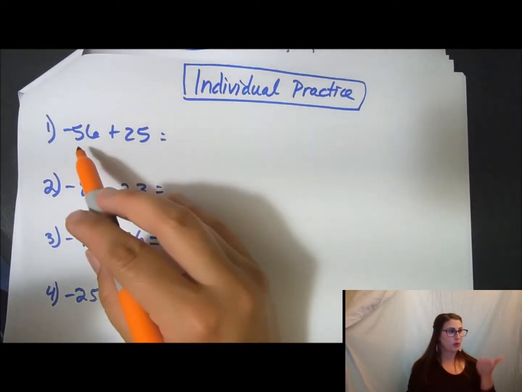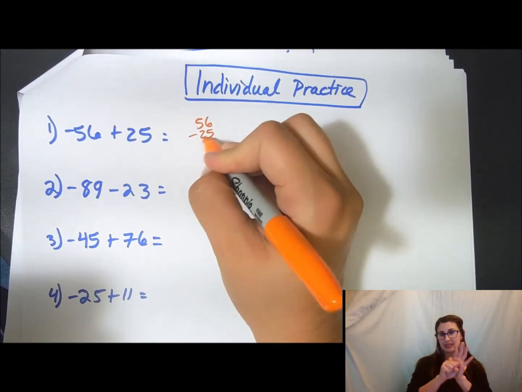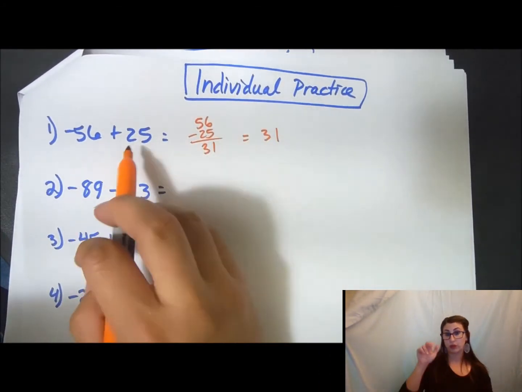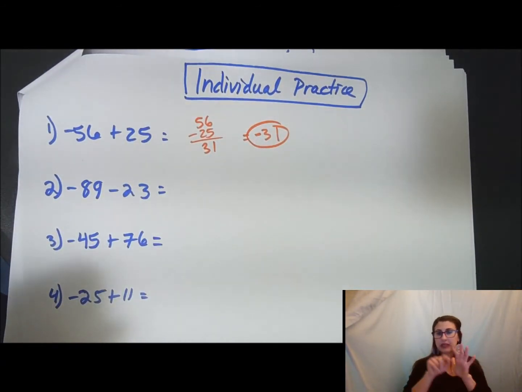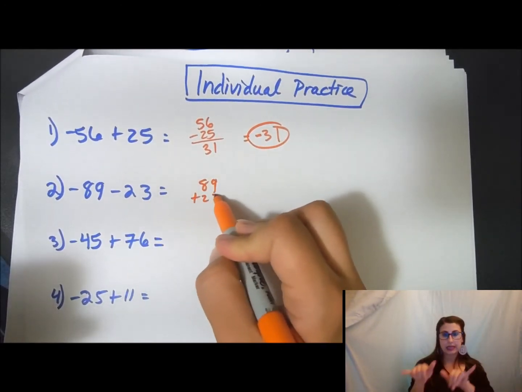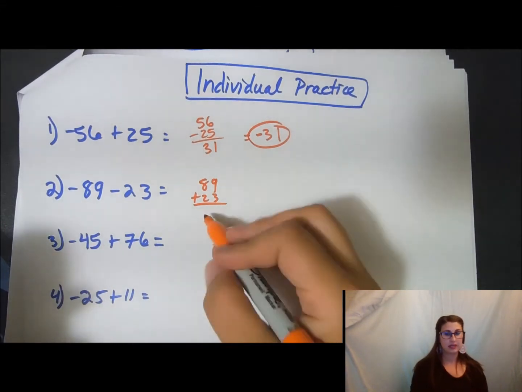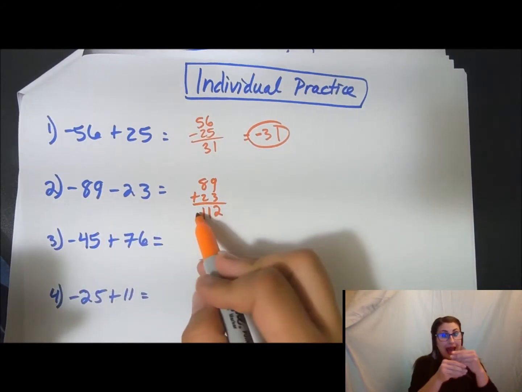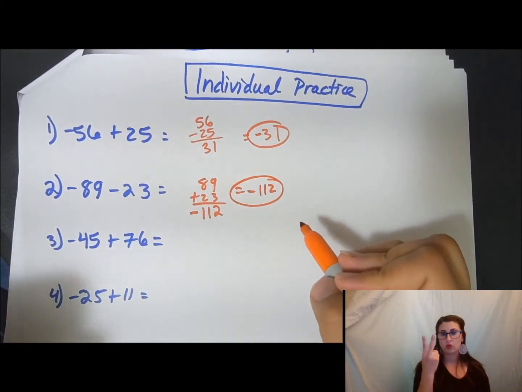All right, so these numbers are different, so I'm going to subtract. The signs are different. So I'm going to get 31, but take the sign of the further number, negative, so negative 31. This one, the signs are the same, so I'm going to add them. And when I do that, I get 112, but I'm going to add and keep. So the answer is negative 112.